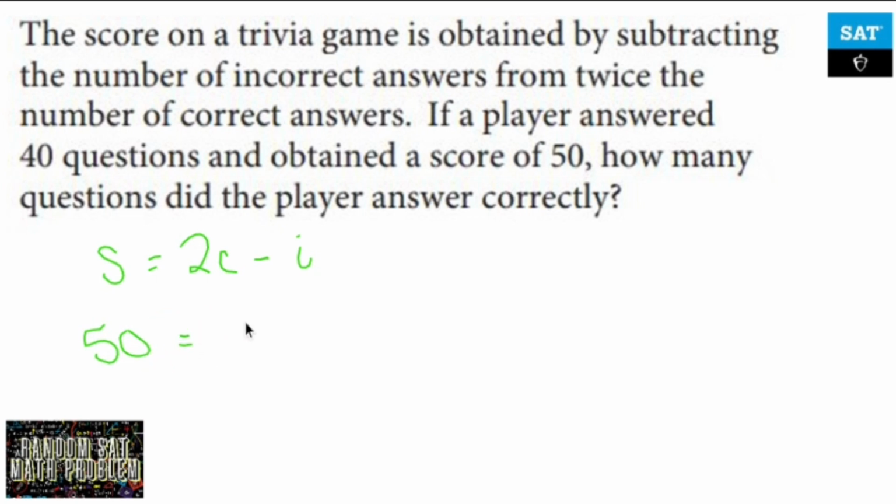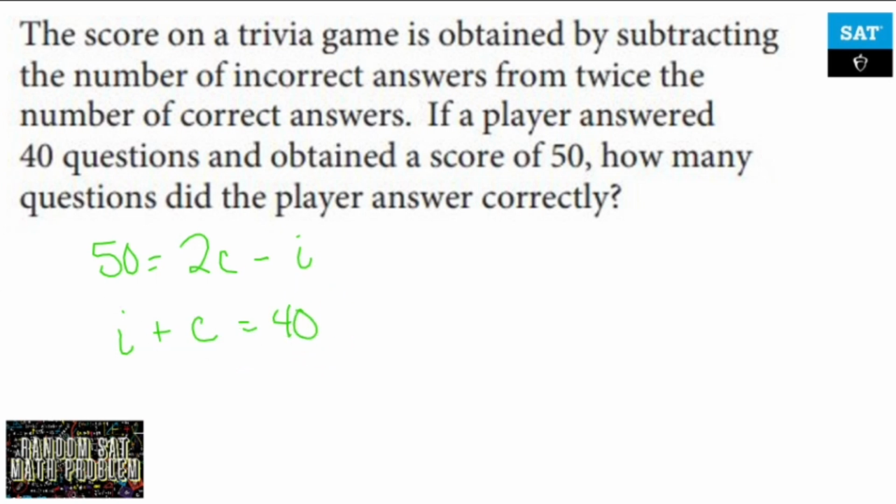And what else do we know? So I could do this. Let's do this. This looks like a system of equations problem. So you scored 50, 2 times correct minus I. We know that the incorrect plus the correct is 40 because that's how many questions were answered.